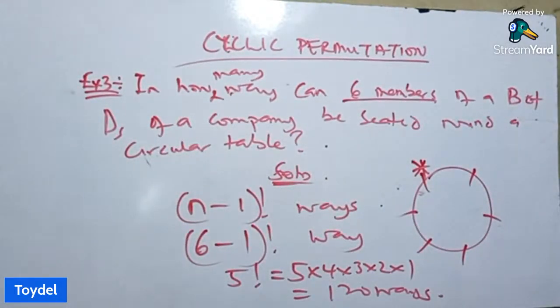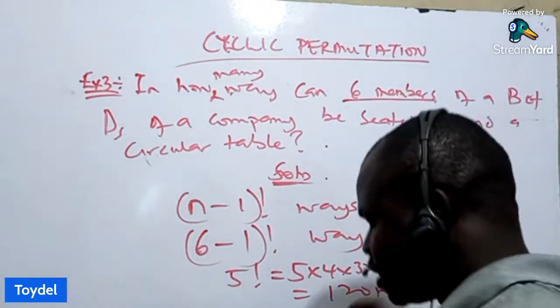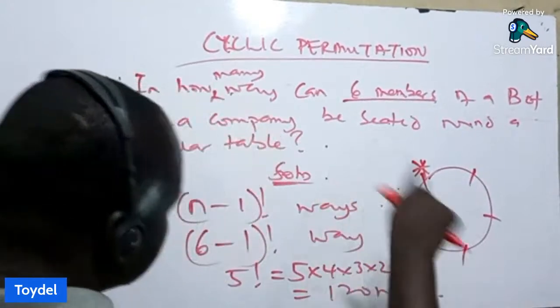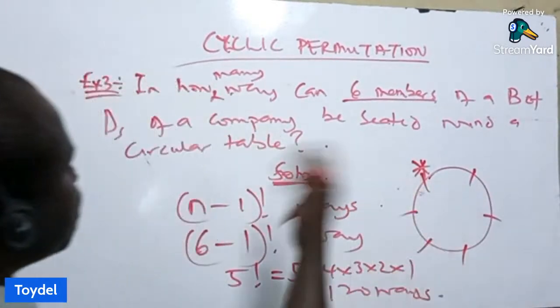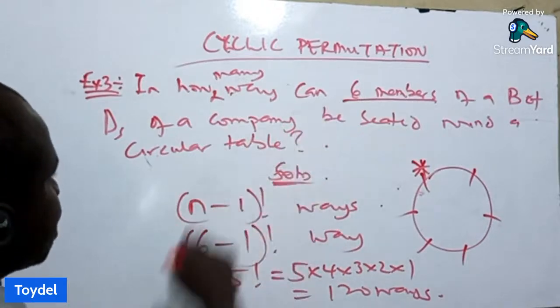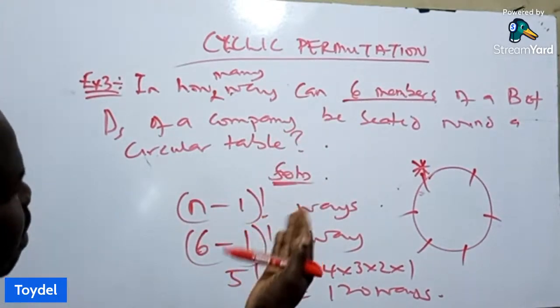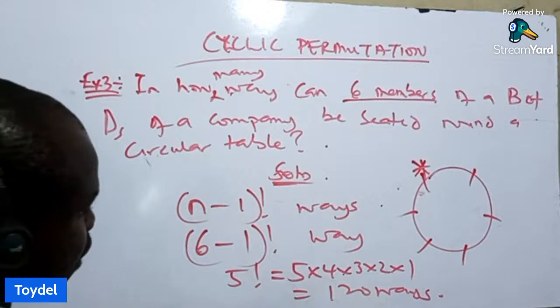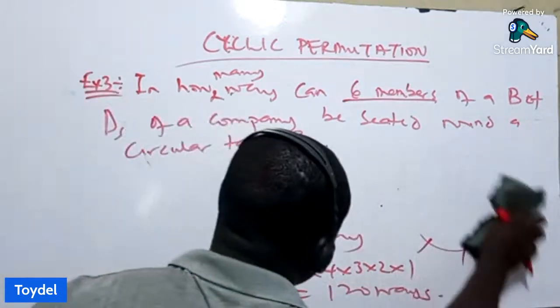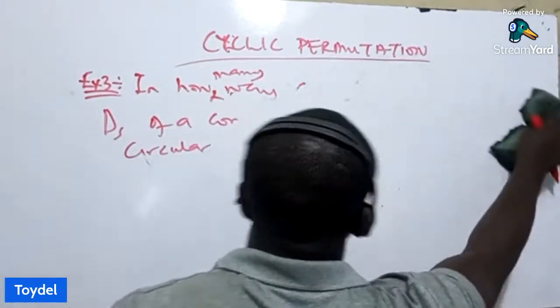Because when we have cyclic permutation, there is need for us to fix the starting point. We fix a point as the starting point. Then we now count the leftover. So let's say we have n members there, the number of ways will be n minus 1. In this case, we have 6. If we have 8 members, that will be 8 minus 1, then that will be 7 factorial ways that we can actually do the arrangement. So under cyclic permutation, we just have to fix a starting point. We must fix the starting point.